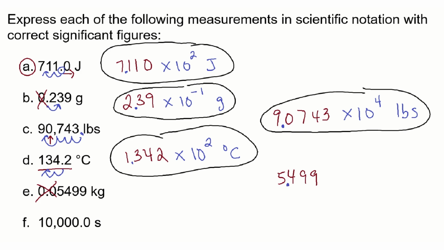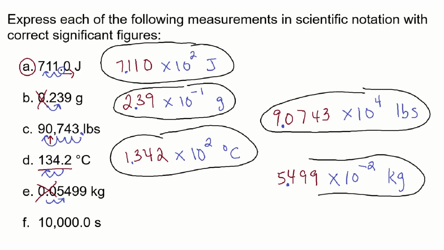Moving the decimal to the right is the same thing as dividing by 10. So we need to multiply this coefficient by 10 raised to the negative 2. Let's add the unit, and there's the answer to E.